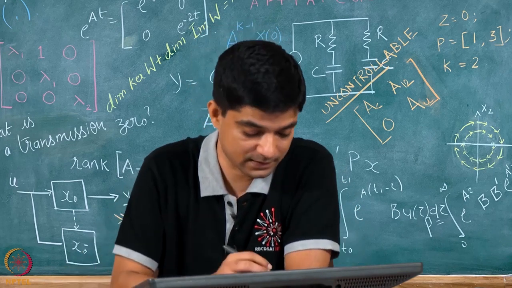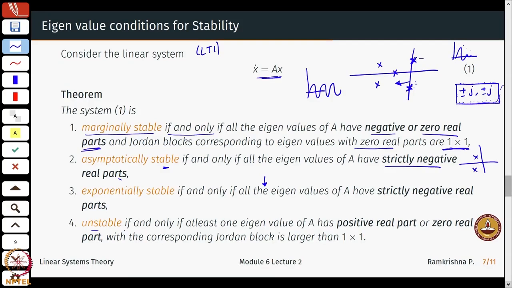Last thing about unstable systems: the system is unstable if and only if there is one eigenvalue in the right half plane. Again, if there are imaginary eigenvalues, or eigenvalues with 0 real parts, then the corresponding Jordan block should be of size larger than 1, for example, in this case. So that is the only thing that we must be careful of.